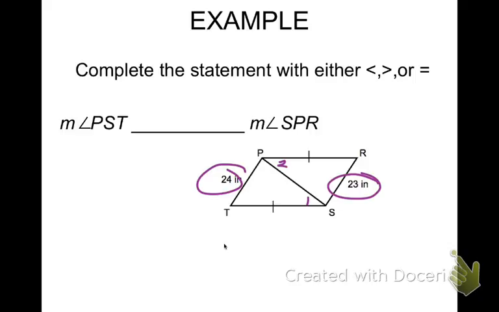Angle 1 is going to be larger because it's opposite the larger side. So that's angle PST. Angle PST is going to be greater than the measure of angle SPR. Hinge theorem. Because 24 is bigger, it's the one that's in that triangle. I know it's not drawn that way because it looks like a parallelogram, but don't assume it's congruent just because it looks like they're congruent.